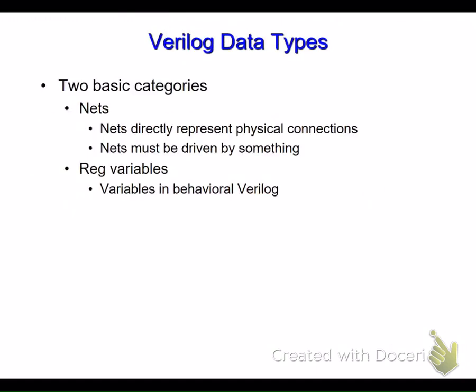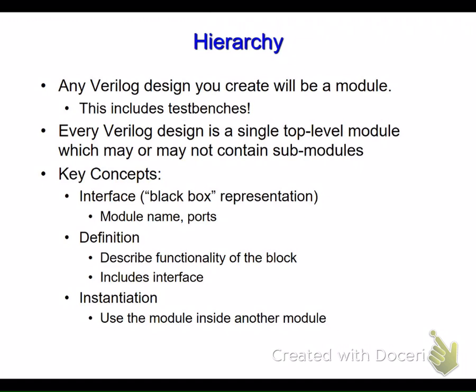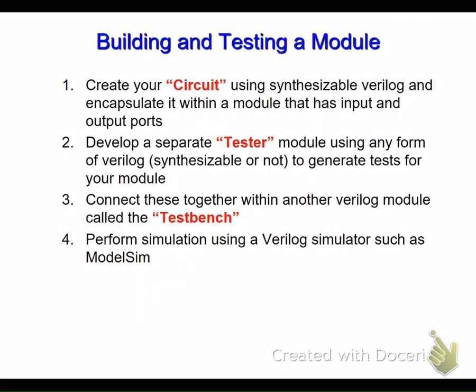So here are the two basic categories, the nets and reg variables, registers, and we'll speak more about that later on. We also have wires and tri. Tri-state is basically the same functionality as wires, but it will be used for tri-state buses. We will very seldom use tri-state. We will either use a register, reg, or a wire, as we will see in the examples. Here you can read this on your own.